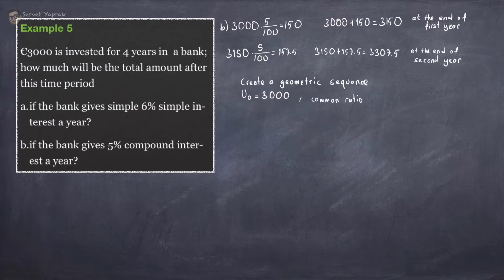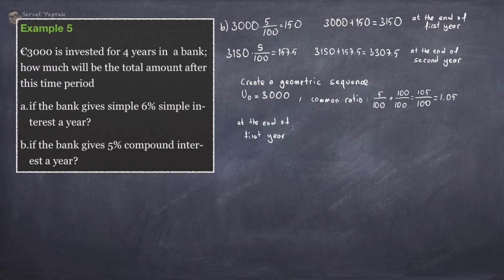And the common ratio is not 5%, because if you look at the pattern, 5% applies, and then this amount is added to the original amount, 3,000, and then we get the result. So this original amount will be 100%, because 5% interest, 100% original amount. So in the end, we actually have 5% plus 100%, 105%, or as a decimal value, 1.05. This is our common ratio.